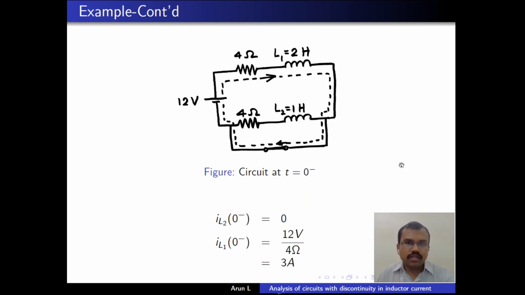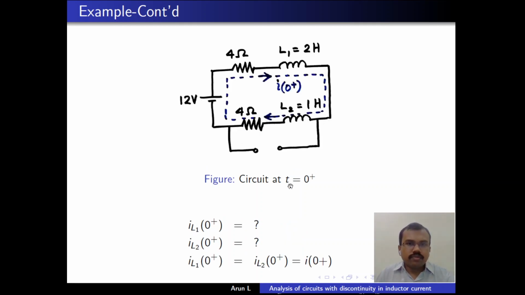Since the circuit is in steady state, the current that will flow through this path will be a steady current, a constant value. So there is no di/dt. di/dt will be 0. So there is no voltage drop across this inductor L1, and the entire 12 volt will be dropped across this 4 ohm resistor. By Ohm's law, we can write the current in the path IL1(0-) will be equal to 12 volt divided by 4 ohm. So that is 3 ampere.